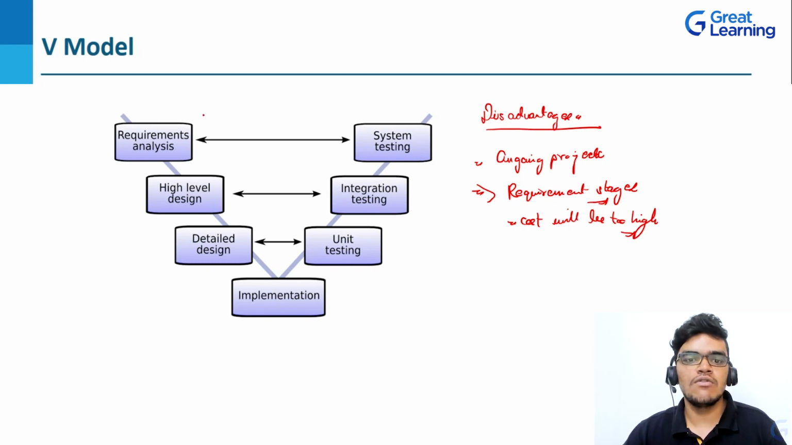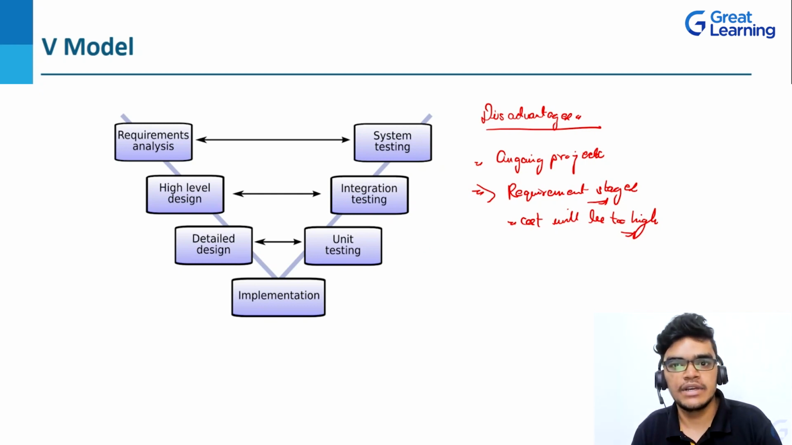If you see here, whatever analysis has been done and the BRD document has been created, at the same time the testing has been done, right? So if you are going to later stages and at that time there is a change in requirement, the cost will be too high at that time, right? So this is the basic idea about the V model.